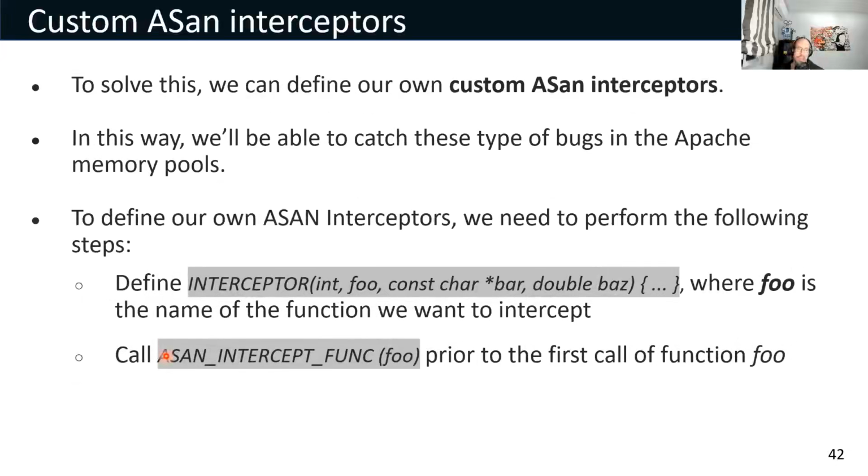And to solve this, what can we do? Well, we can define our own custom address sanitizer interceptors. In order to define our own interceptor, we need to do two different things. The first thing is to define an interceptor function, where foo is the name of the function that we want to intercept. The second thing is to call the ASAN intercept function just before the first call of the function foo.